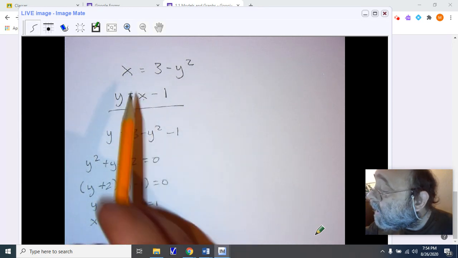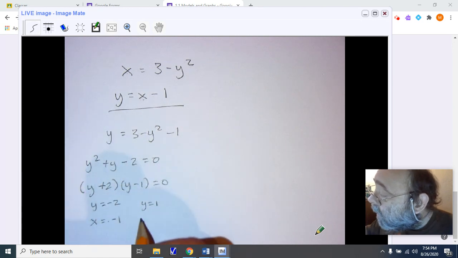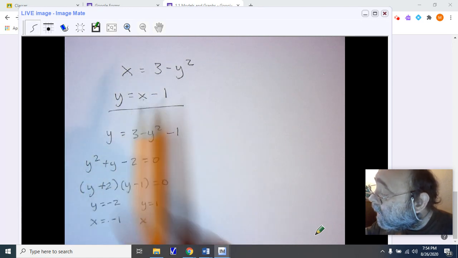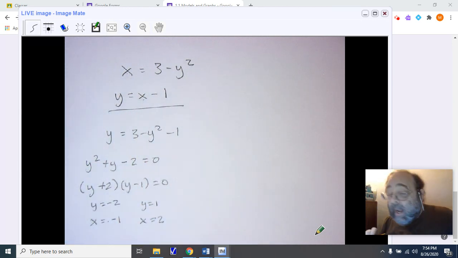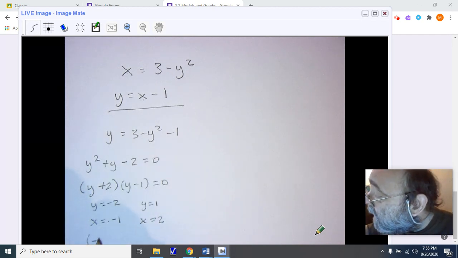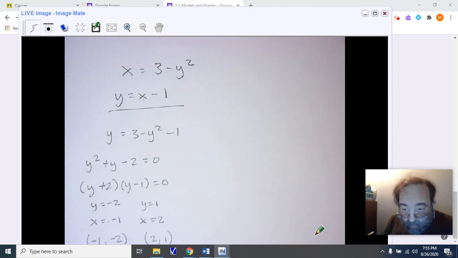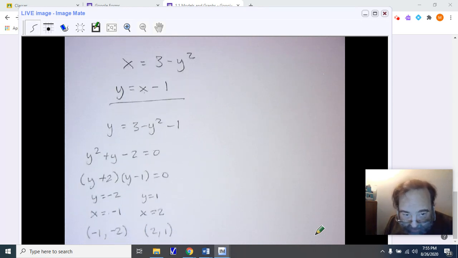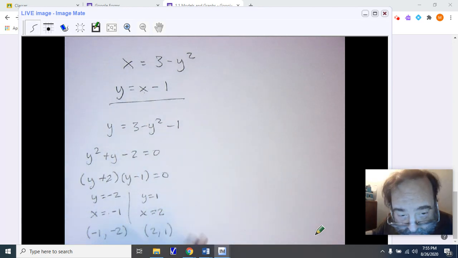Let me just double check that. Negative 2, add 1 is negative 1. And then we're looking for our x, so if I put 1 in for y and add 1, I get 2. And I have two solutions. Now be aware, if we're looking for points of intersection, we're going to call them negative 1, negative 2, and 2, 1. But if they're just looking for intersections, we can define it as having an x and a y and identifying them separately. So just be aware we've got choices.